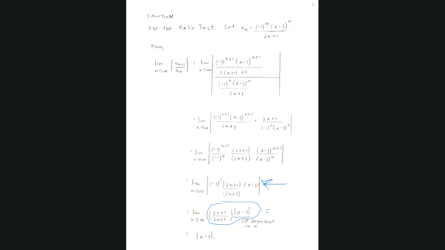Two times n plus 1 over 2 times n plus 3. What does that approach when n gets large? That's right, Robin, 1. So this is going to equal the absolute value of x minus 3. That's your common ratio.